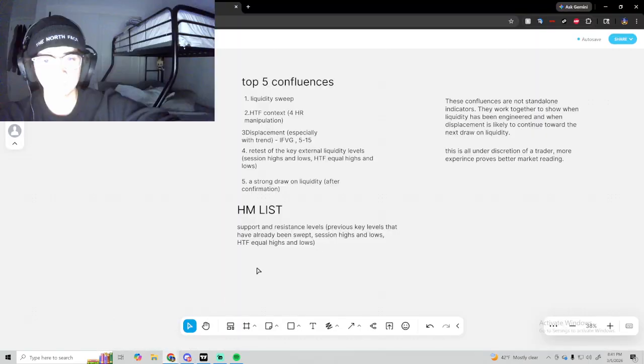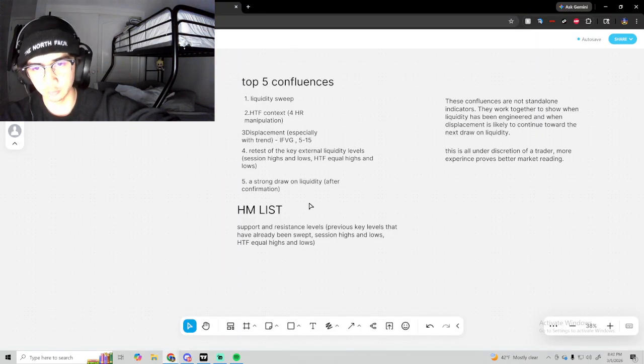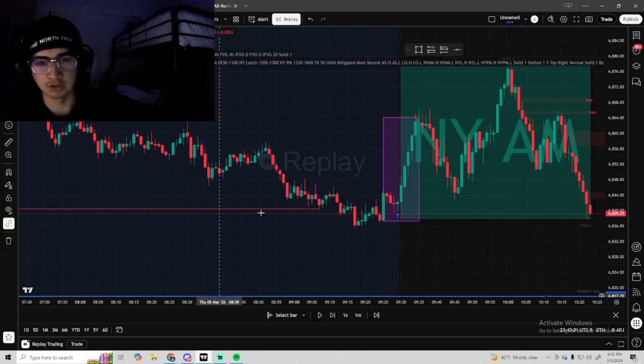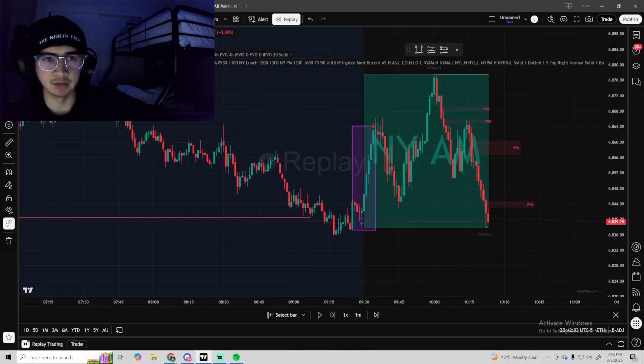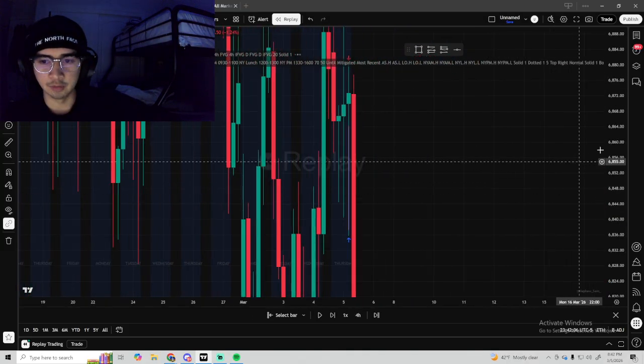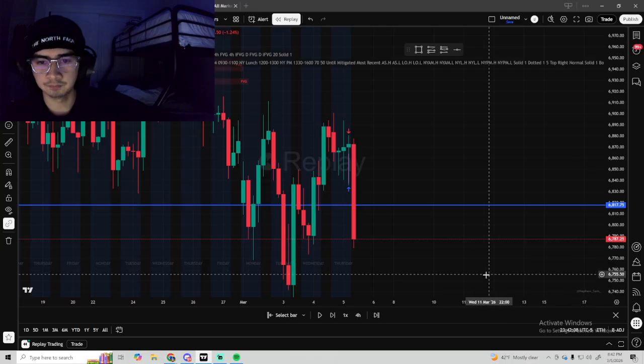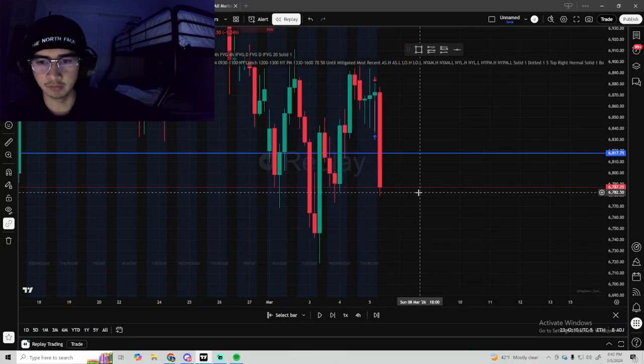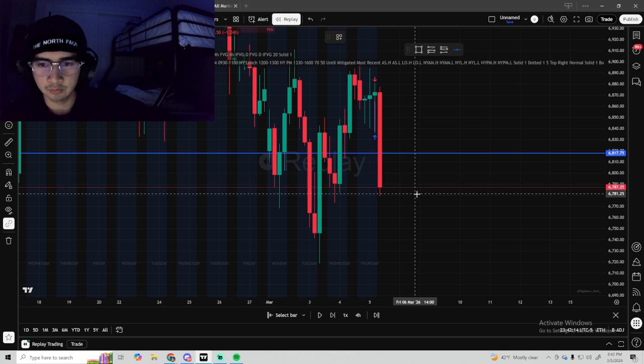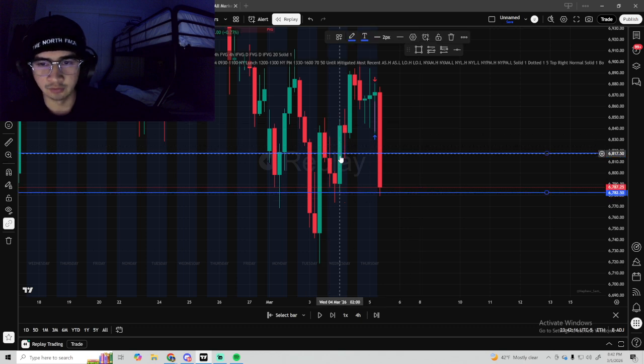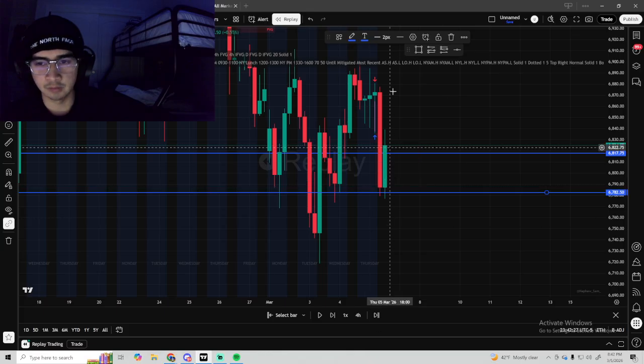So that is what a retest of the key external liquidity level is. It could be session highs and lows, or just a high time frame high and low. If I go back to a 4-hour, let's check it out right here. Okay, yeah, right here. We're seeing price sweep out this level right here. This is a 4-hour candle. And now there's a big resistance level for this bearish candle, and now it's just reversing. If I go on to the next one, yeah, it's just reversing out.